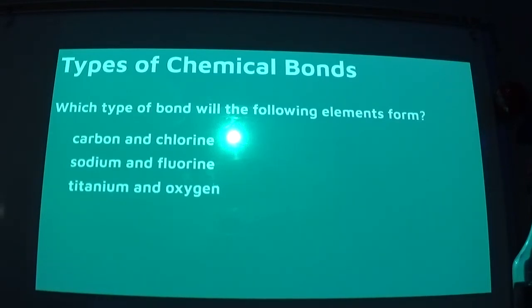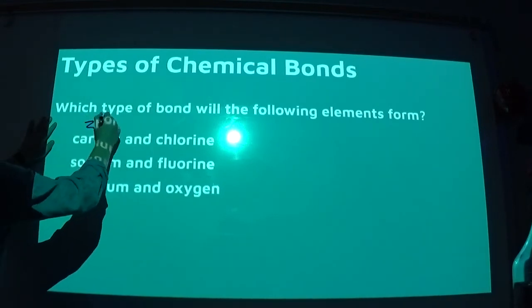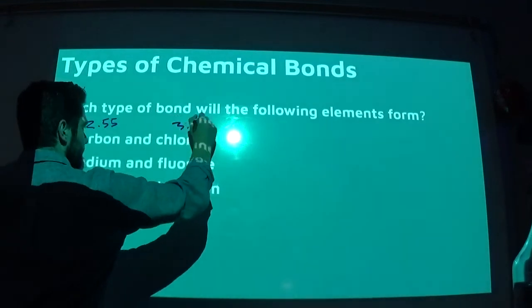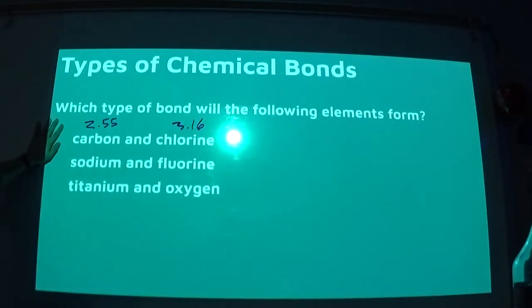If you want to get out your phone, or come grab one of these. What's the electronegativity of carbon? Just take one. I've got two. There you go. Okay. What's the electronegativity of carbon? Someone help me out. You can Google it. 2.55. What about chlorine? 3.16. Okay, now what do I do with that? 3.16 minus 2.55. Find the difference.